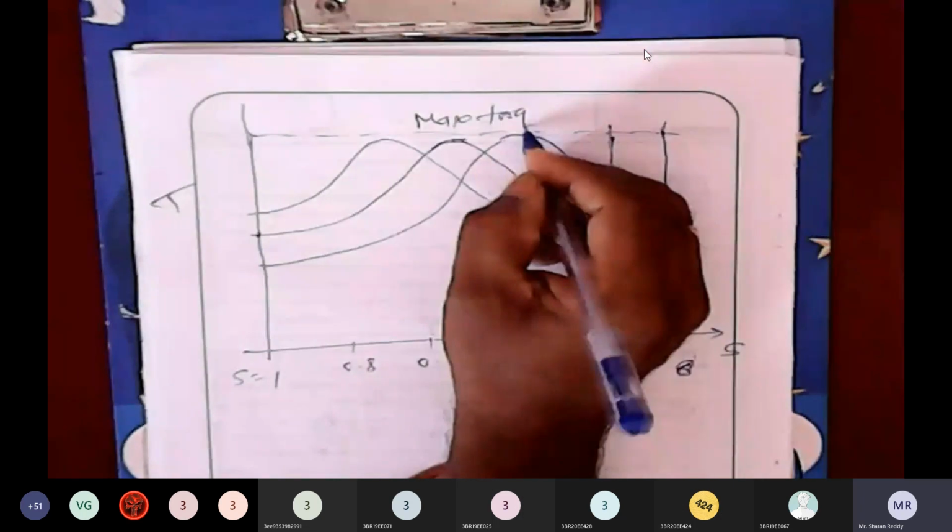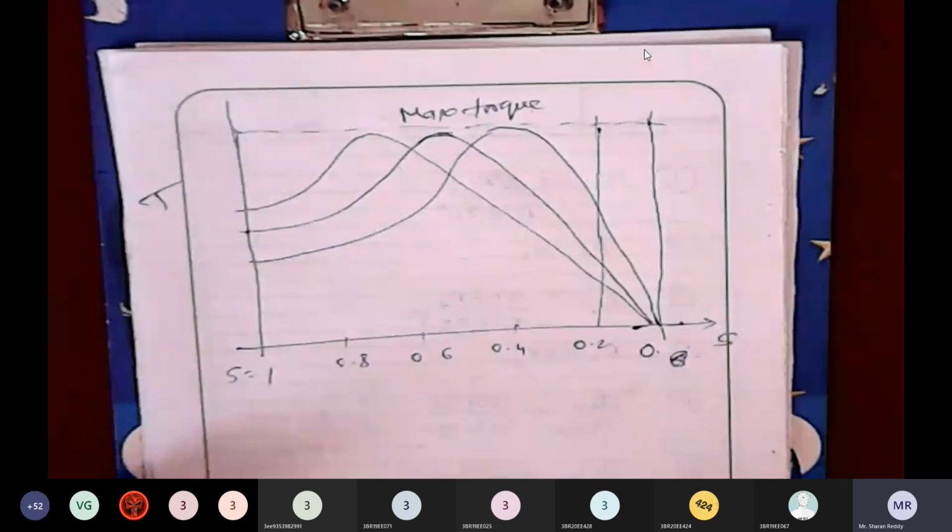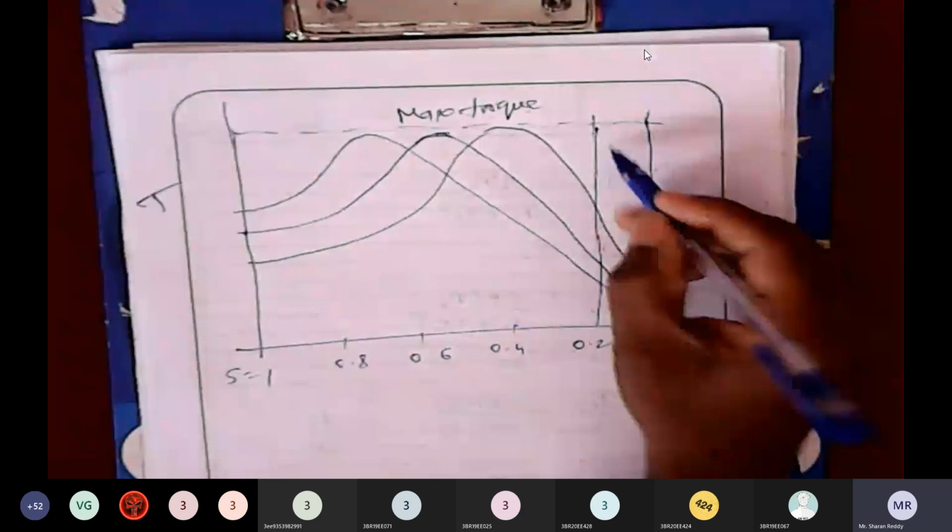Once the motor achieves the maximum torque, any further increase in the load on it, the torque will decrease. See, torque is very important. If the motor does not have torque, it will not run the load. We cannot put load on it. Torque means turning effect. Without torque, it will not take load, isn't it? So this is the safe operating region.